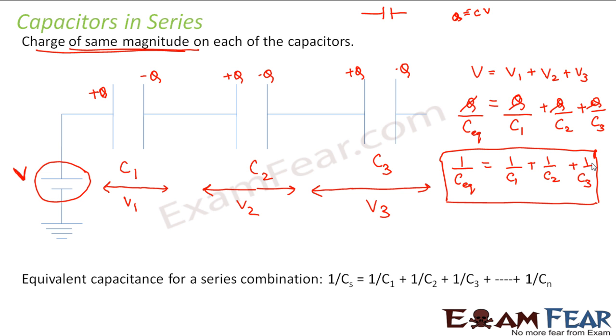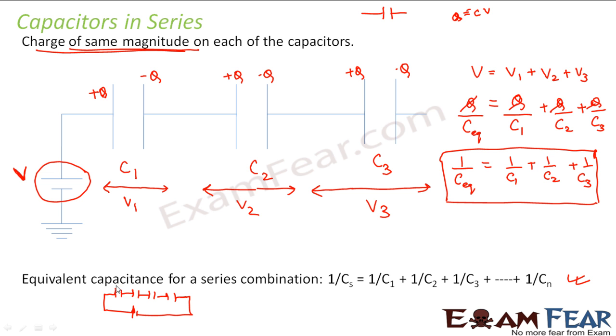So we say that equivalent capacitance for a series combination, 1 by Cs, is given by 1 by C1 plus 1 by C2 plus 1 by C3 till Cn. So that means it is somewhat like this. For example, let us suppose you have a circuit with 4 capacitors in series. They are connected to a voltage source. This is the source of voltage, right?